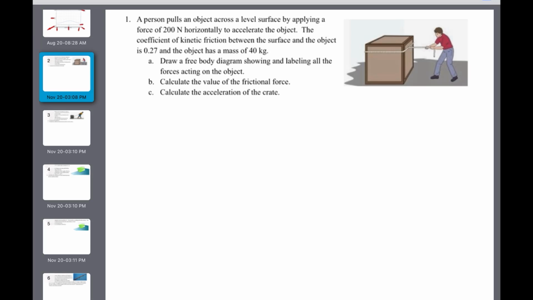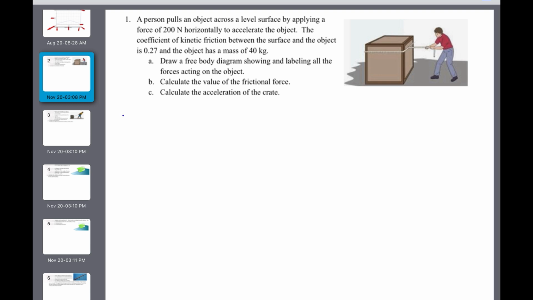In this situation, there are a couple of key things to recognize from the problem. First of all, we're on a horizontal surface, and there's an applied force that is horizontal. There is an acceleration, so that means we do not have any equilibriums horizontally, and we're given a coefficient of friction and a mass of the object.